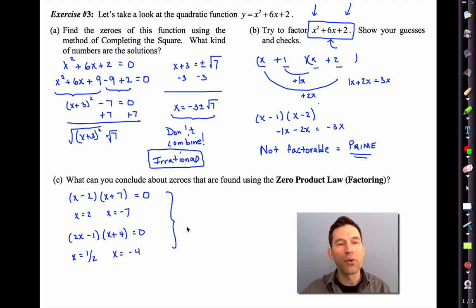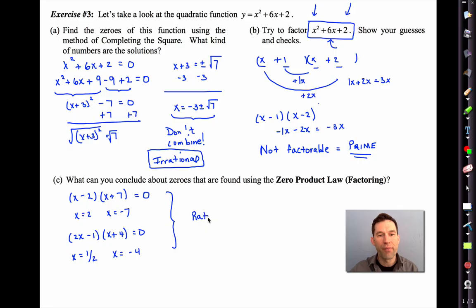All of these numbers are rational numbers, or rational answers, or rational zeros. But they're rational. They have no square roots left in them that can't be simplified.